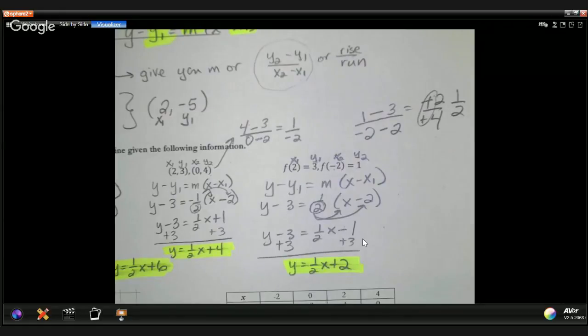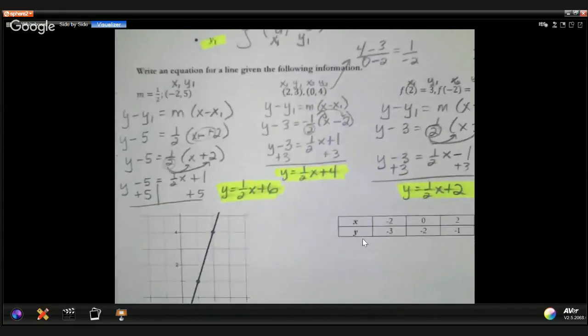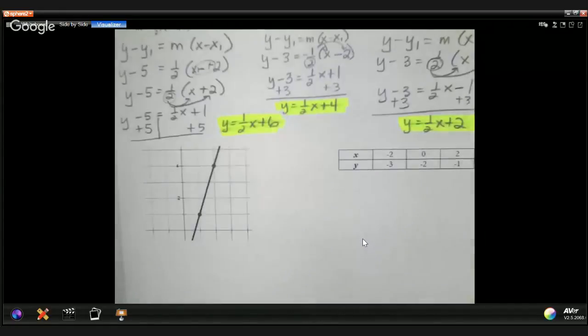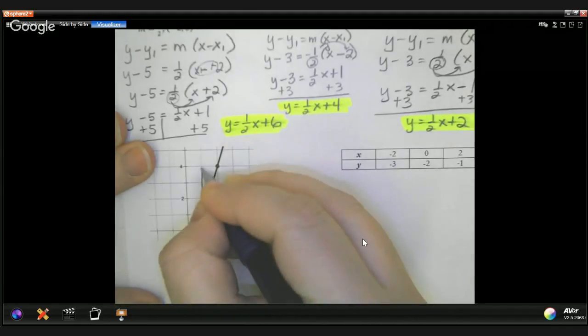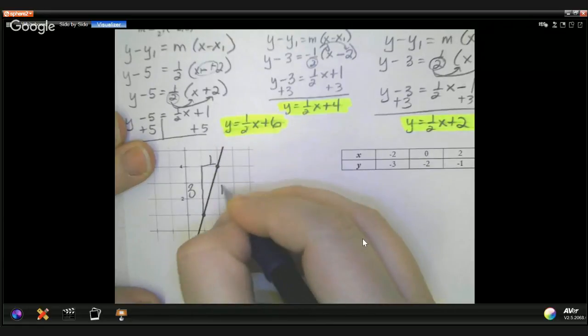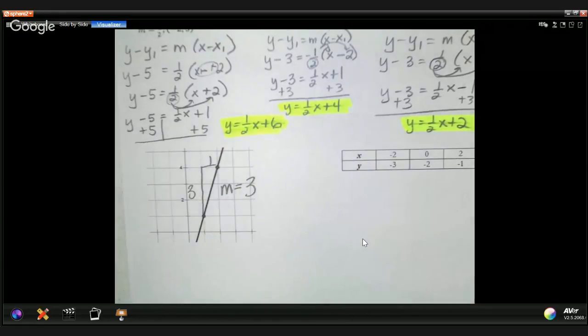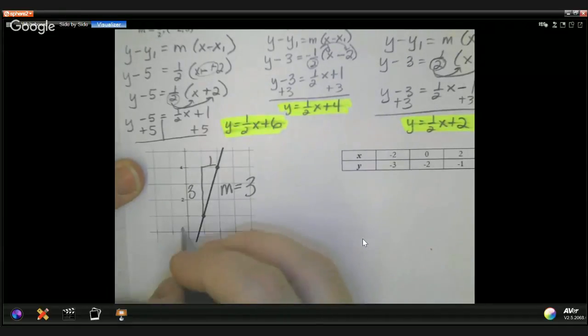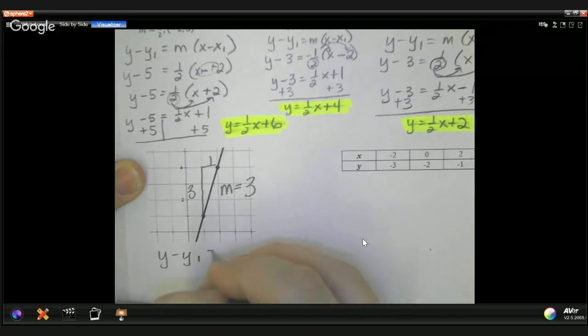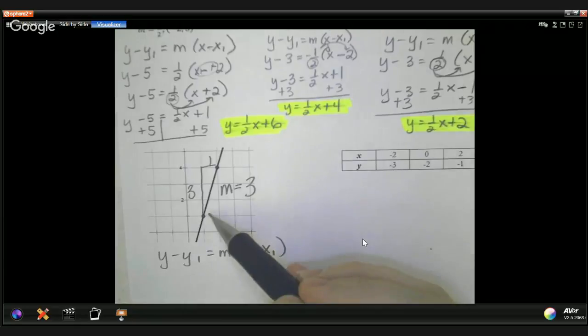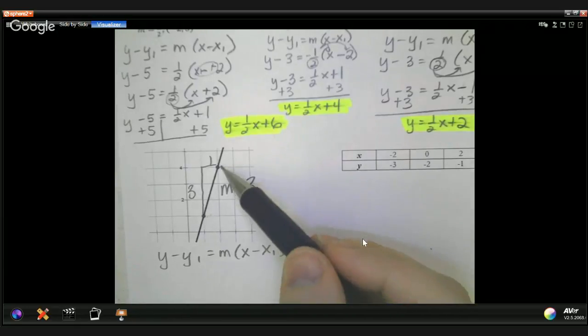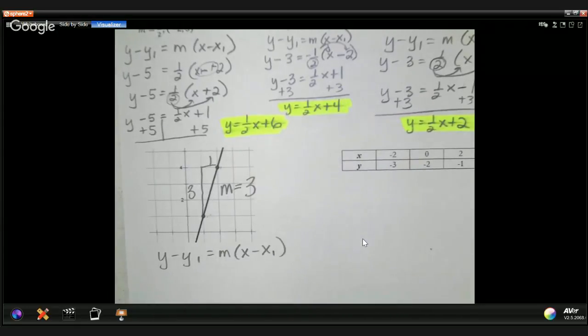All right, let's go to one that's a little easier. The reason this one's a little easier is that I can see my slope. I can see that I go up 3 and over 1. So I can see that my slope is 3. So I don't have to use my formula, so that's nice. Now, what I do need to do, though, is pick a point. And it doesn't really matter which point you pick. I could pick my point on the left. I can pick my point on the right. They're both going to give you the same answer.